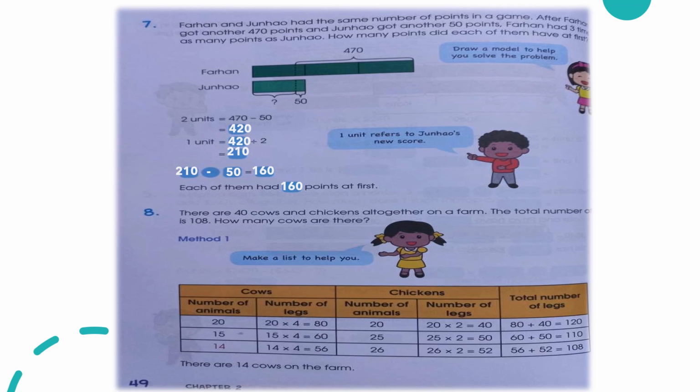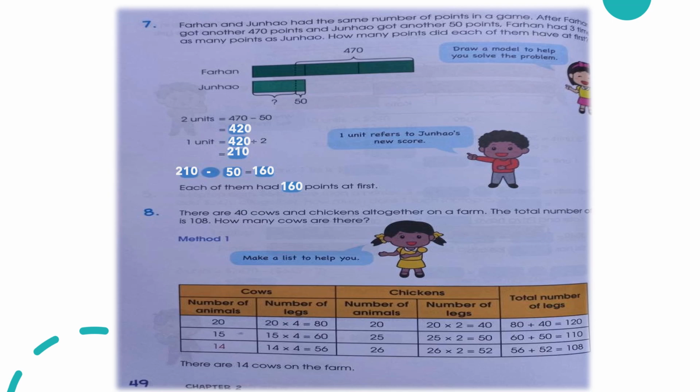Now look at question 8, which says there are 40 cows and chickens. So the total number of animals is 40 altogether on a farm. The total number of legs is 108. How many cows are there? So we can solve this problem by making a list. If there were 40 animals, which include cows and chickens, we start solving the problem by dividing equally. Let's say we assume that there are 20 cows and 20 chickens.